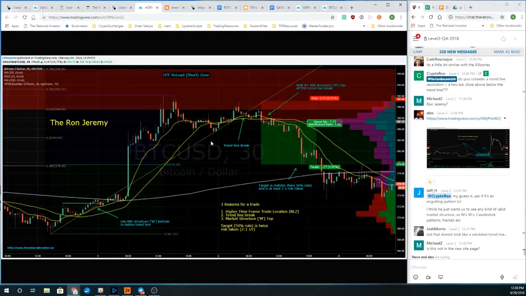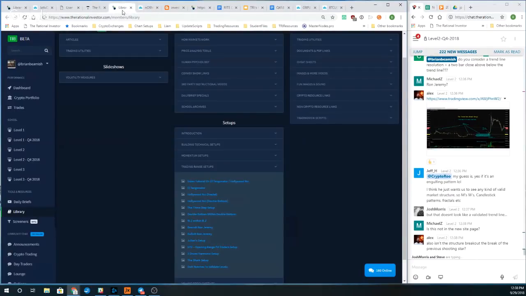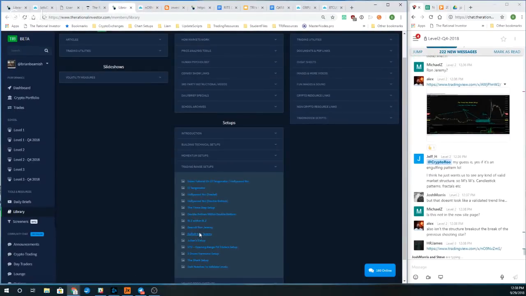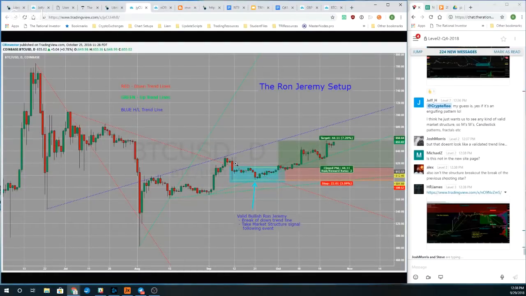Yeah, this is a good example of a trend line breakdown, market structure following the trend line break. Bullish one. So down trend line 1, 2, 3. Here's a great example. Don't take the trade at the trend line. Wait for the structure following the trend line break.